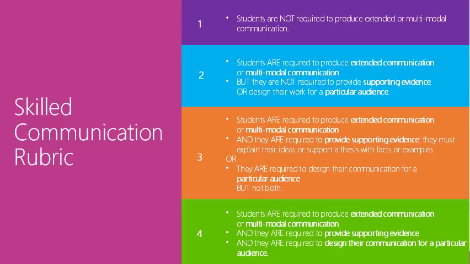This decision tree can also be represented as a rubric. As you can see, each of the numbers 1 to 4 outline the criteria for the condition for that code. For example, to achieve a code 2, students are required to produce extended communication or multimodal communication, but they are not required to provide supporting evidence or to design their work for a particular audience. You can decide which you find easier to use, the decision tree or the rubric, when you are coding learning activities. To really understand how this applies, in the next lesson we will look at and examine some 21 CLD anchor lessons.